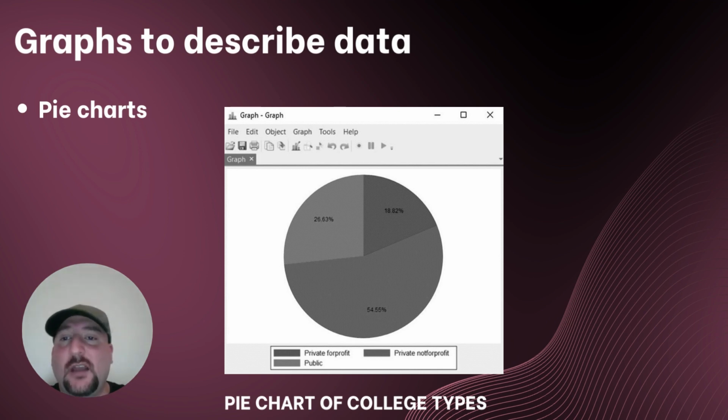Pie charts. A pie chart is useful for categorical variables with a limited number of categories where only one category can be selected by the respondent. For example, using the type of college from the previous example, we can make a pie chart.